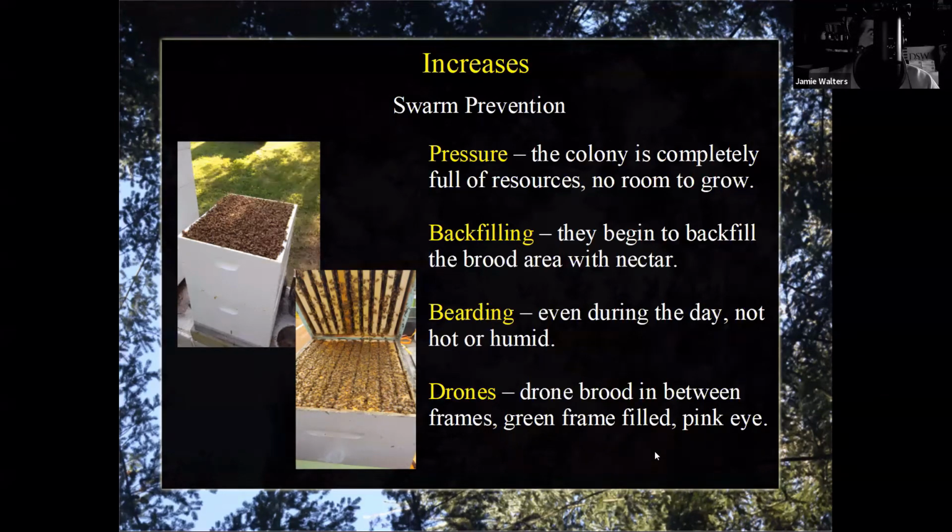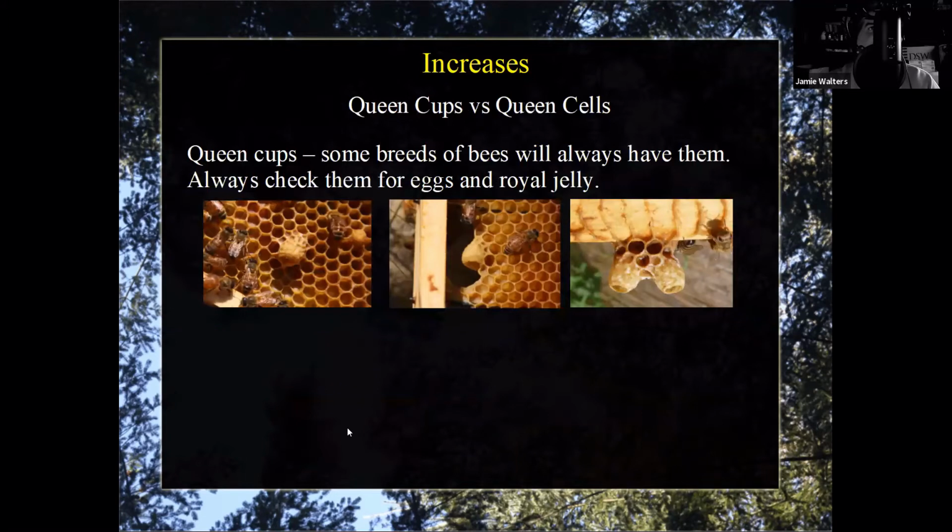And also drones. The green drone comb is the perfect time to be putting this in and start making your splits up from that. The queen cups versus queen cells. Again, I won't go into a whole lot of detail, and I apologize for how often I keep putting these slides in, but I want you to understand it because there's so many things that go on in the apiary. And when people call me and they go, I think it was a queen cell, but no, it was a queen cup. They're completely two different things.